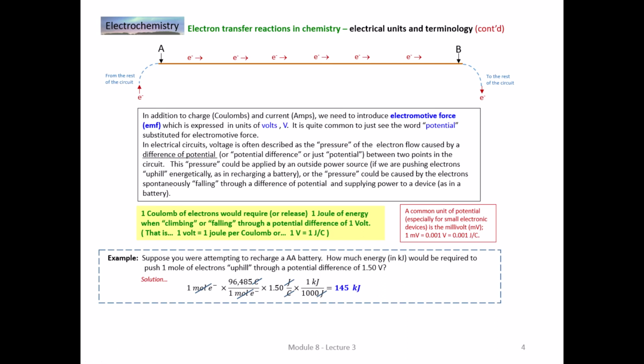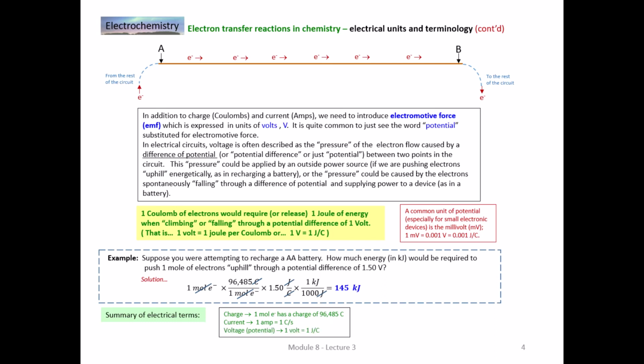So let's look at a summary of our electrical terms. Remember, charge, 1 mole of electrons has a charge of 96,485 coulombs. Current, 1 amp, is the rate of charge flow of 1 coulomb per second.